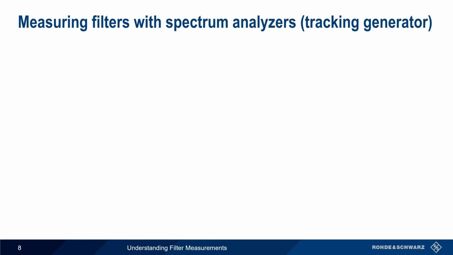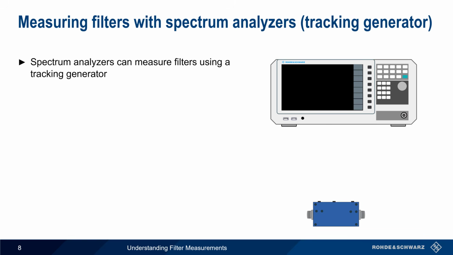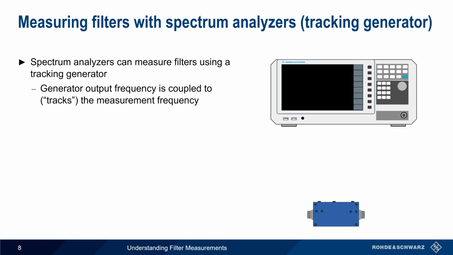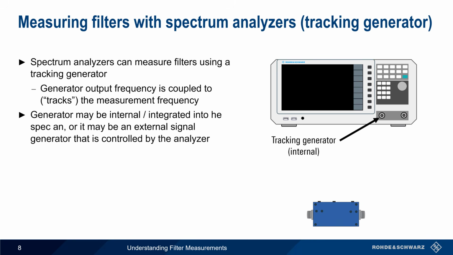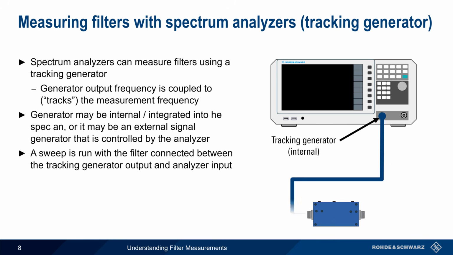Filters can also be measured using a spectrum analyzer and a so-called tracking generator. Similar to how a VNA works, this generator produces a signal whose output frequency is coupled to, or tracks, the measurement frequency. Sometimes this tracking generator is internal or integrated into the spec-an, but it may also be an external signal generator whose output frequency is controlled by the spectrum analyzer. In either case, a sweep is run with a filter connected between the tracking generator output and the analyzer input, with the results being displayed on the analyzer itself.